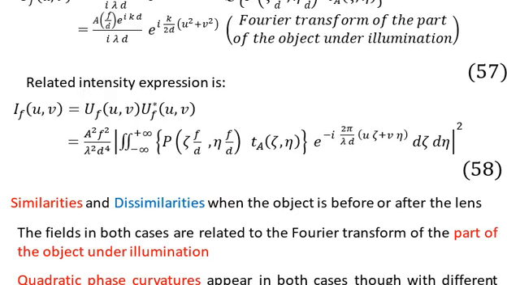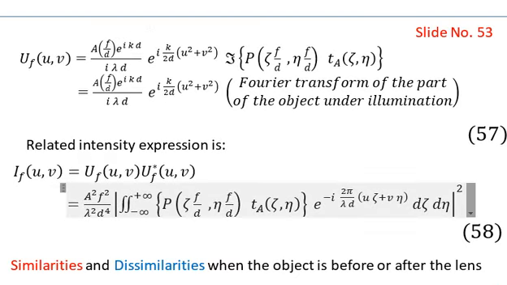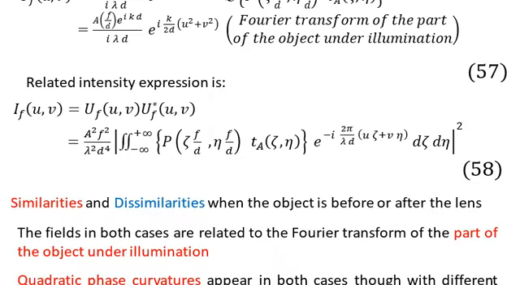Okay, now the related intensity can be calculated by multiplying Uf by its complex conjugate, and you know that this is simple, which we have shown in equation number 58. Okay, so this is over. So 57 and 58 respectively give you the field at the Fourier plane and the intensity at the Fourier plane.